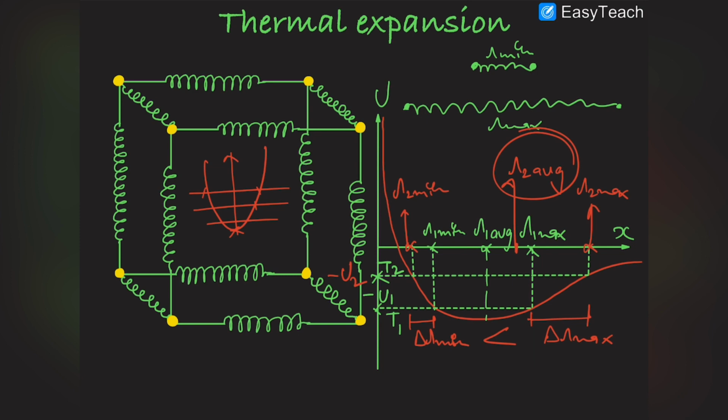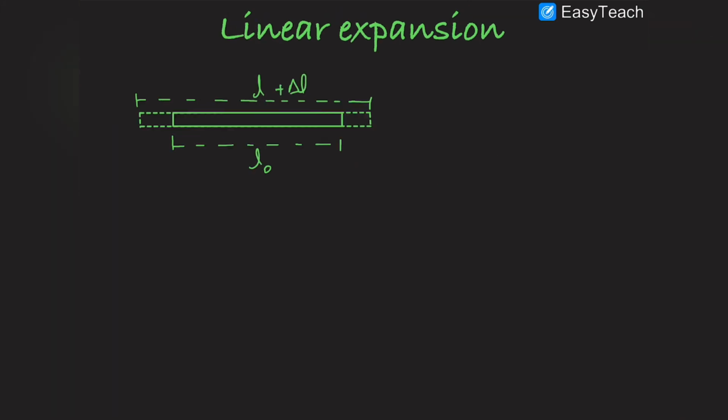So if this curve had been symmetric, then there would be no thermal expansion. Therefore, we are saying that the asymmetric nature of this potential energy curve is the real cause of thermal expansion. Now let us see how many kinds of thermal expansion there are.